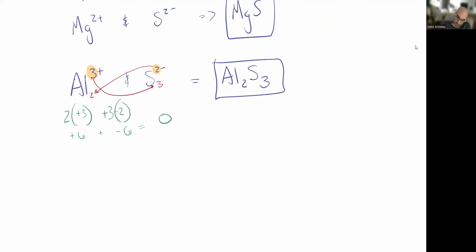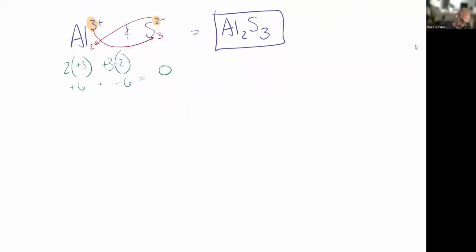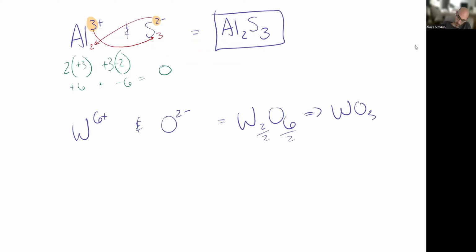Okay. Let's do an even more complicated one, and I'll show you how you simplify it. Tungsten, 6+, combined together with oxygen, 2-. Okay, so if I cross the numbers, what do you get? We end up with W2O6. That's a great start. The last question I have to ask myself is, can I simplify this at all? If I divide everything by 2, I end up with the proper answer, which is WO3. That's a 3. Tungsten with 3 oxygens. Okay, and that should neutralize it. Okay, and we just keep going.